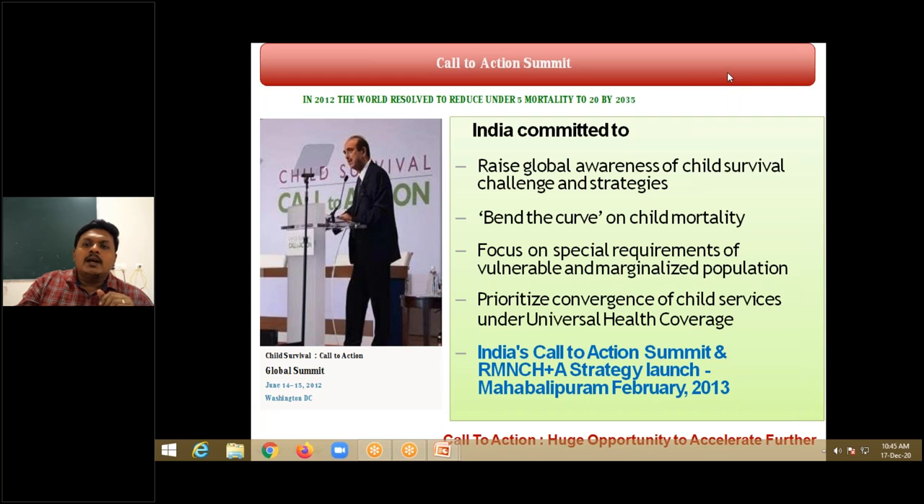So after this meeting took place, in 2013 India, due to this call to child survival action, responded with the strategy called RMNCH plus A. It's a 5x5 matrix, three-tier system of health planning. You will get to know what all has been included under this RMNCH plus A, but this is how the initiation of this program took place.